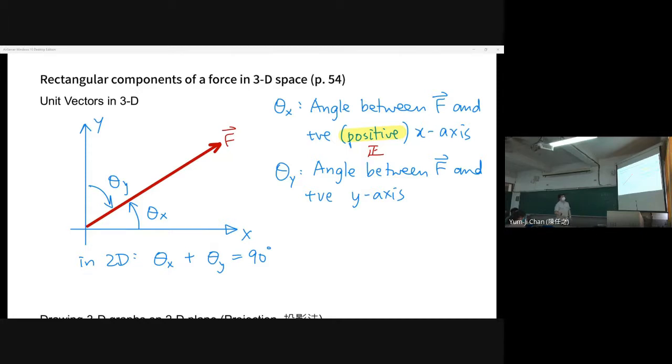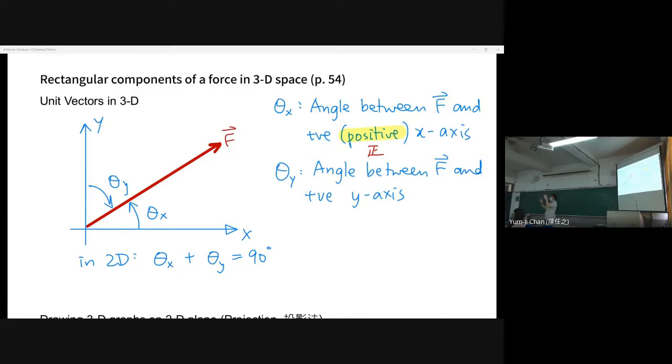For the rest, I cannot draw it, so you can play with it afterwards. This is the thing I posted on iLearning this morning. If we consider only X and Y axis, then theta X plus theta Y is always 90 degrees, right? But now, this is the new one this year, so it's simple. If X is here, Y is here, the Z direction is going this way, right?